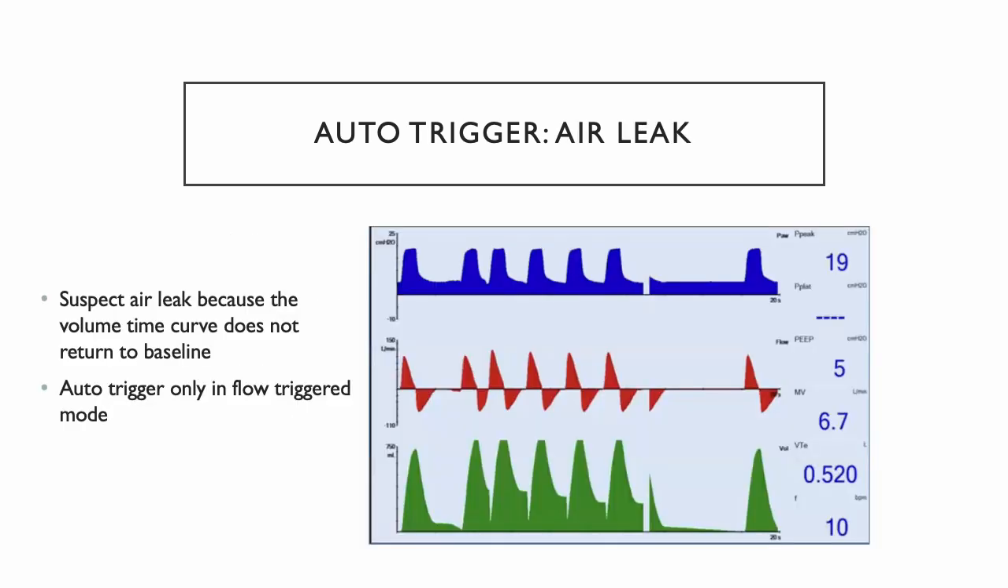So this is an example of auto-trigger that is due to air leak. We suspect air leak because the volume time waveform over here in these 5 breaths actually does not return to baseline. So in terms of air leak causing auto-trigger, it only occurs when the patient is in a flow-triggered mode of ventilation. It is less likely to occur when pressure trigger is used.